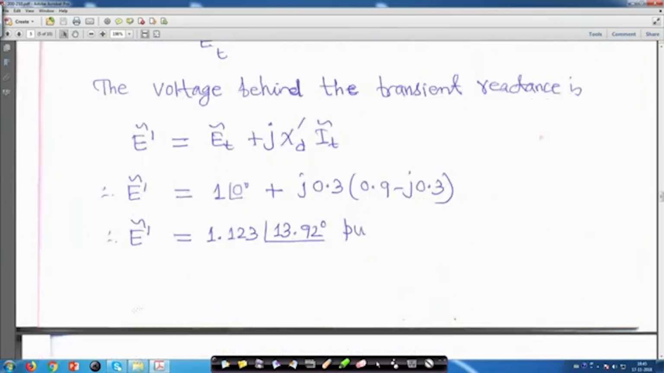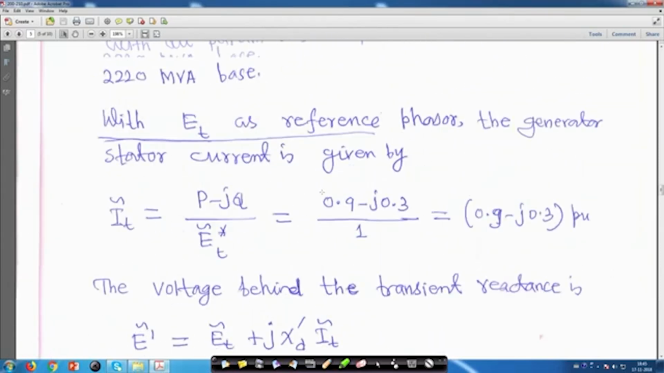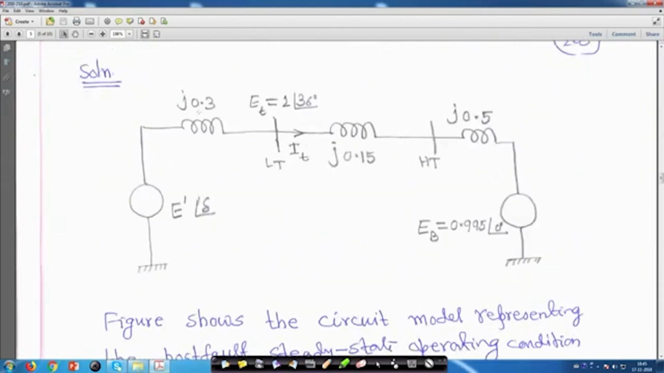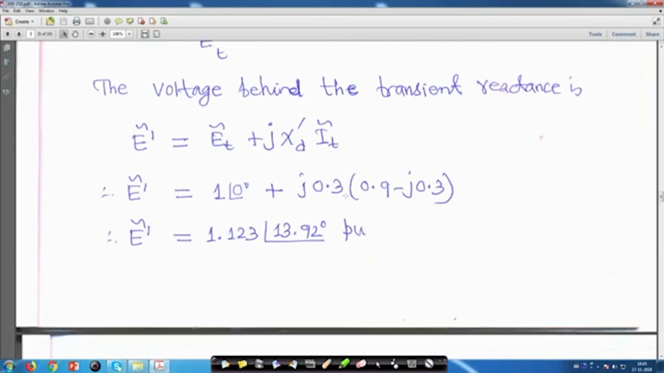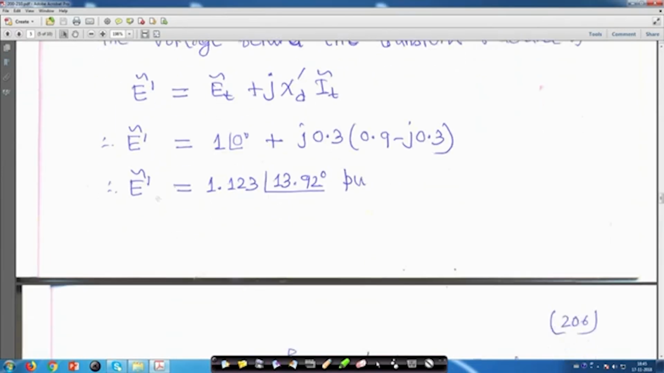So, that is why we are writing that E dash tilde is equal to E t tilde plus j x d dash I t. Now, E t tilde we have taken as a reference, 1 angle 0, and x d dash is given here, that is 0.3, right. So, it is 0.3 into I t tilde, which we have got as 0.9 minus j 0.3. If you do so, then E dash tilde is actually 1.123 angle 13.9 degree, right.